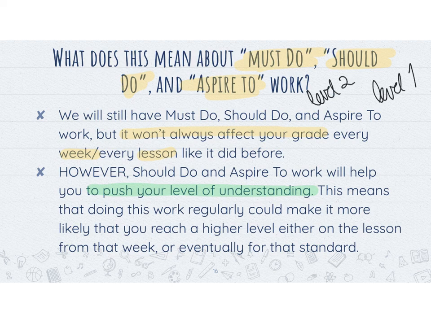Also, by doing should do and aspire to work, again, it's not necessarily going to affect your grade every single week, but it might help you so that eventually, when we get to the end of that unit, you are better prepared to reach that final level 4. Level 4 is an advanced level of understanding, which means that you're showing that you're past what we're trying to achieve at our grade level here. You're beyond the standard. So really focusing on consistently keeping up with that should do and aspire to work is a great way to set yourself up for success with that.